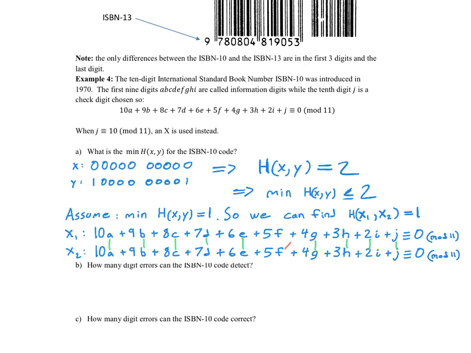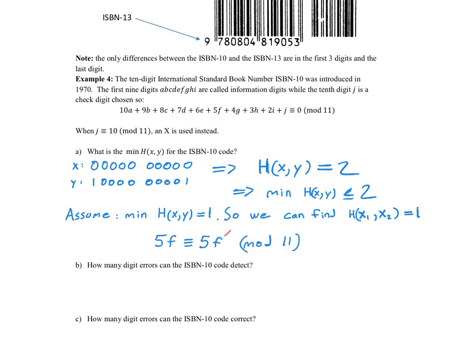So if we were to compare these 2 congruences to each other, they would of course be congruent because they're both congruent to 0. And then from here, we could cancel out 10A on both sides of the congruence, 9B on both sides of the congruence, and so on. We can cancel everything out except for the 5F and 5F prime. So what we would be left with would be 5F congruent to 5F prime. Just focusing in on this part here. Everything else cancels out.